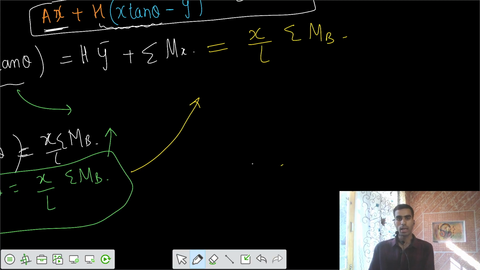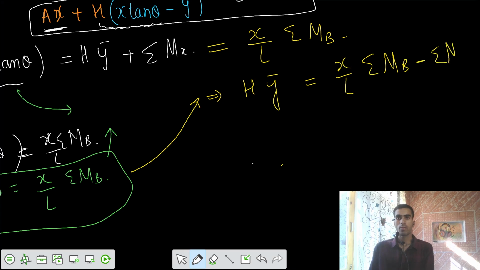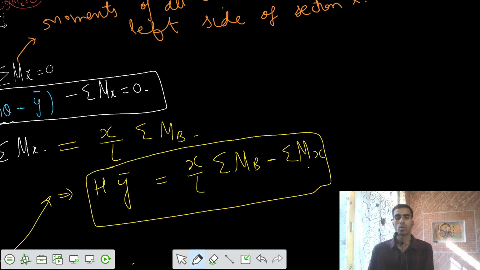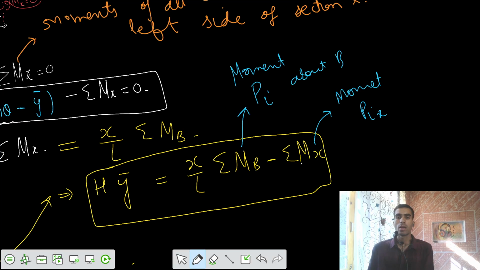So once I got it, I can still do one thing. Let's keep it in terms of hy bar. Hy bar equals x by l summation of mb minus summation of all those moments up to that point x, because of the loads. This summation of mb and summation of mx is all because of those point loads of pi. This was the moment developed because of those loads about point B, and this was the moment of those loads pi up to the point x, about section x. So then we have this factor of x by l, and we got this equation.